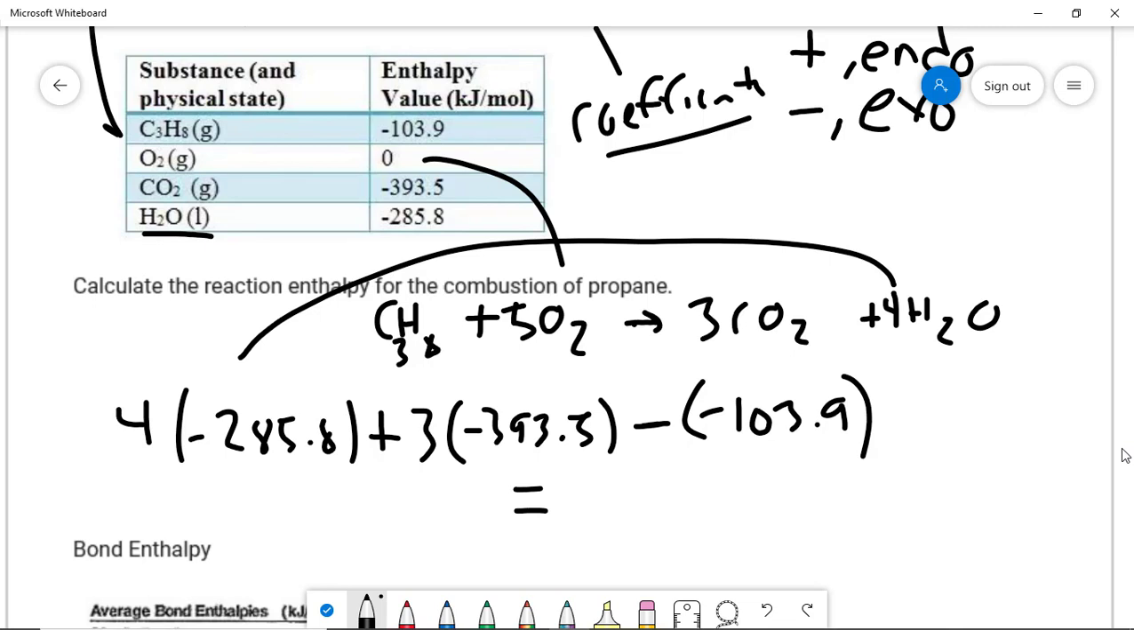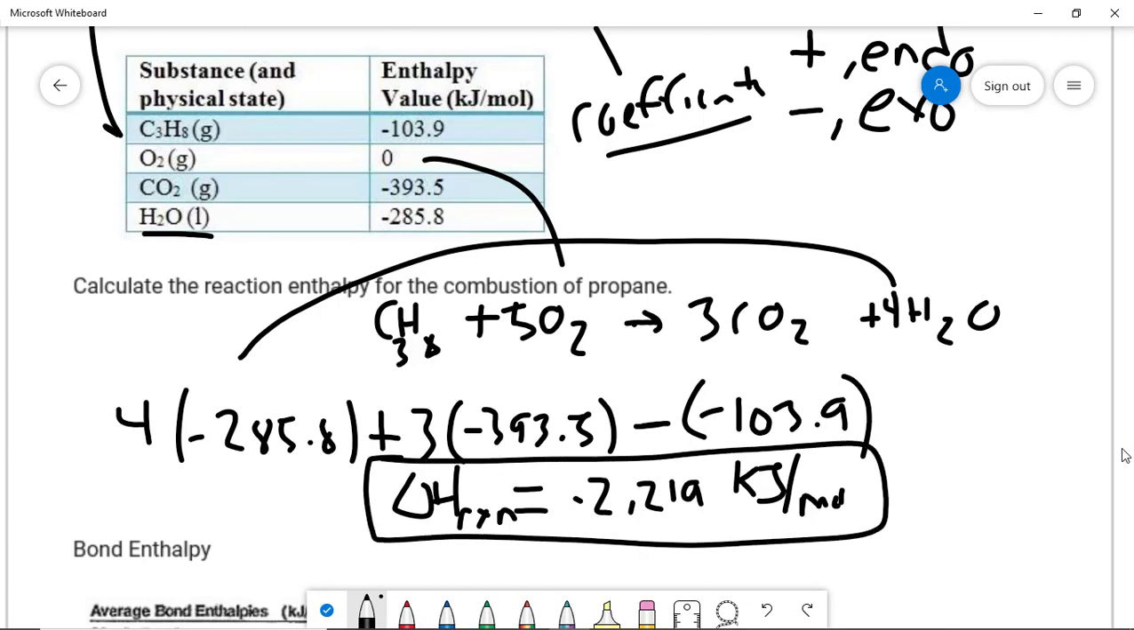So what we get here at the end is negative 2,219 kilojoules per mole. And again, that is delta H of the reaction. That tells us a lot about this reaction. If you think about it, combustion reactions release a lot of heat, right? So you would expect this to be a negative value because of how much heat is released in the combustion of propane. You use propane all the time for your grills.